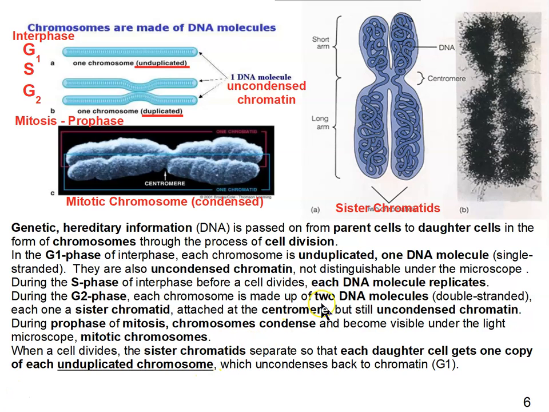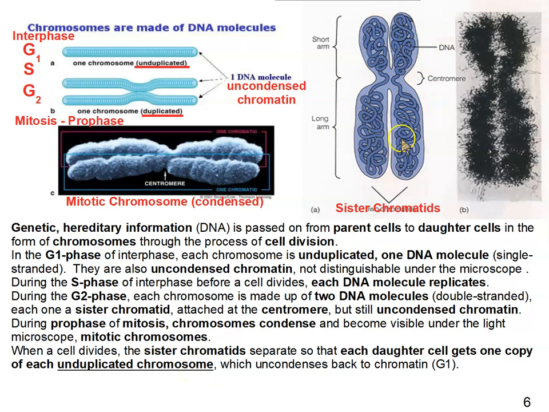And the last thing is something you'll want to remember. They're only referred to as sister chromatids when they are together making up one chromosome. Once they split, as soon as they split during anaphase of mitosis, you no longer can call them sister chromatids. You have to refer to them as unduplicated chromosomes.